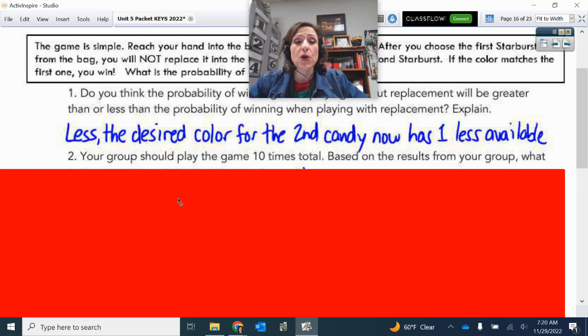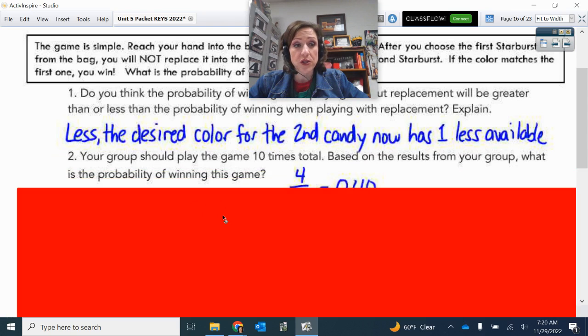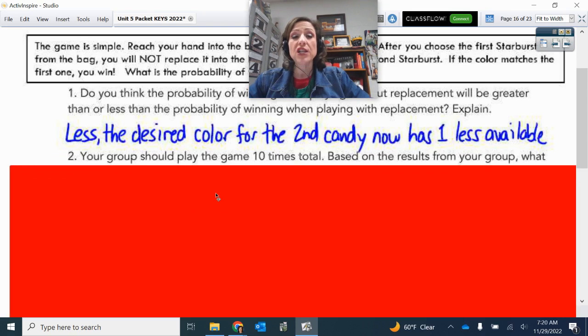All right, so your group is going to play the game 10 times, and based on those results, what's the probability of winning? So we're going to do experimental results, and then we're eventually going to do theoretically what should happen in the long run.